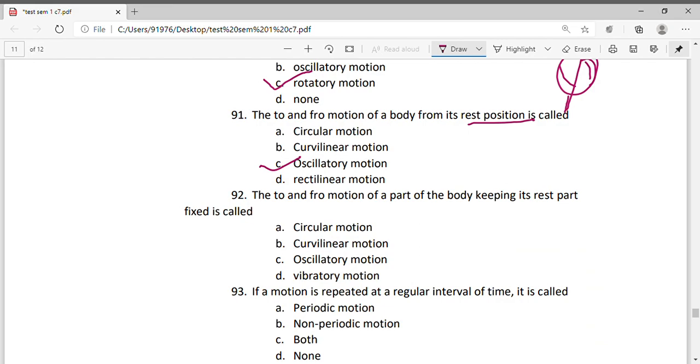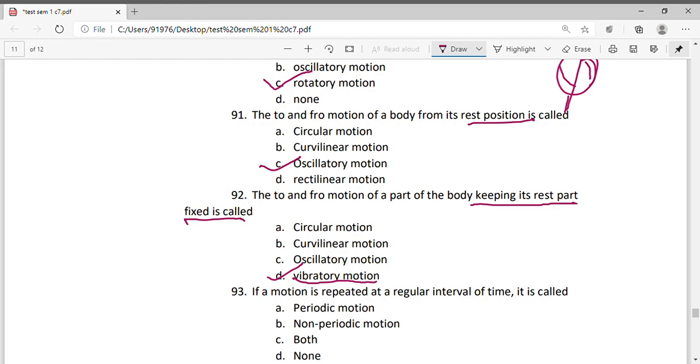Now, with the same example, the to and fro motion of a body keeping one part fixed is an example of vibratory motion. So one part of the body would be fixed. In that case, the shape and the size of the body will change. That is called vibratory motion. So remember, this is the difference between oscillatory and vibratory.